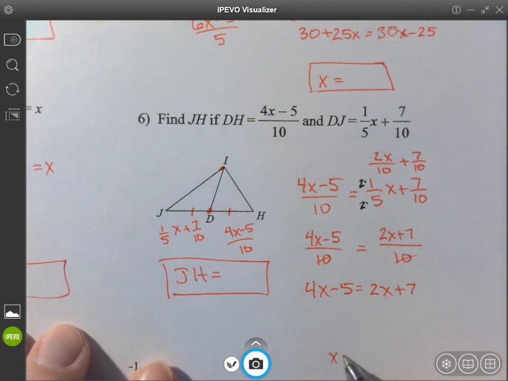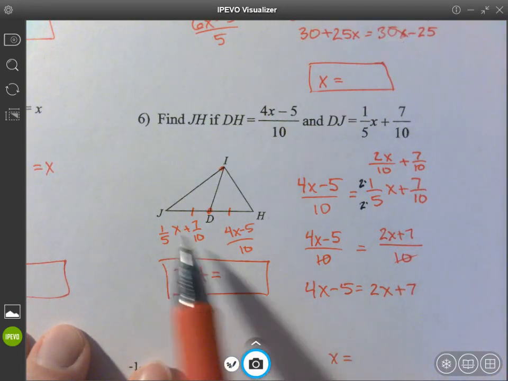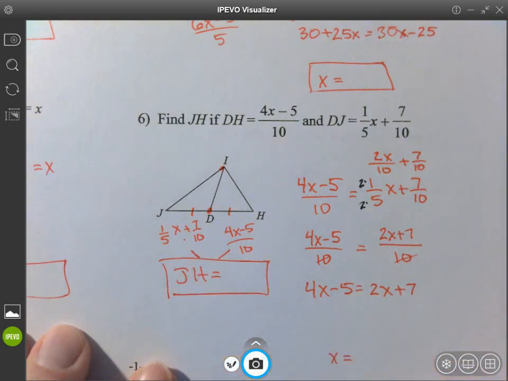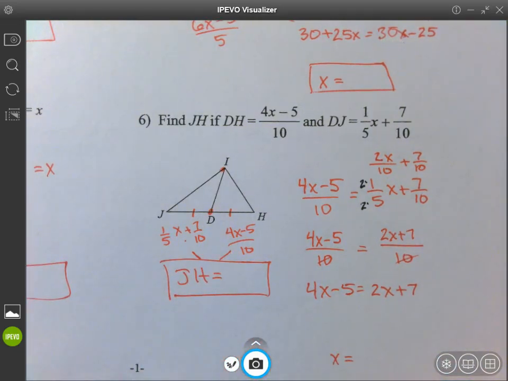Okay, once you find x, you need to plug it back in and then put these together, because JH is the whole thing. Okay, I'm going to flip it over. Look at the next side.